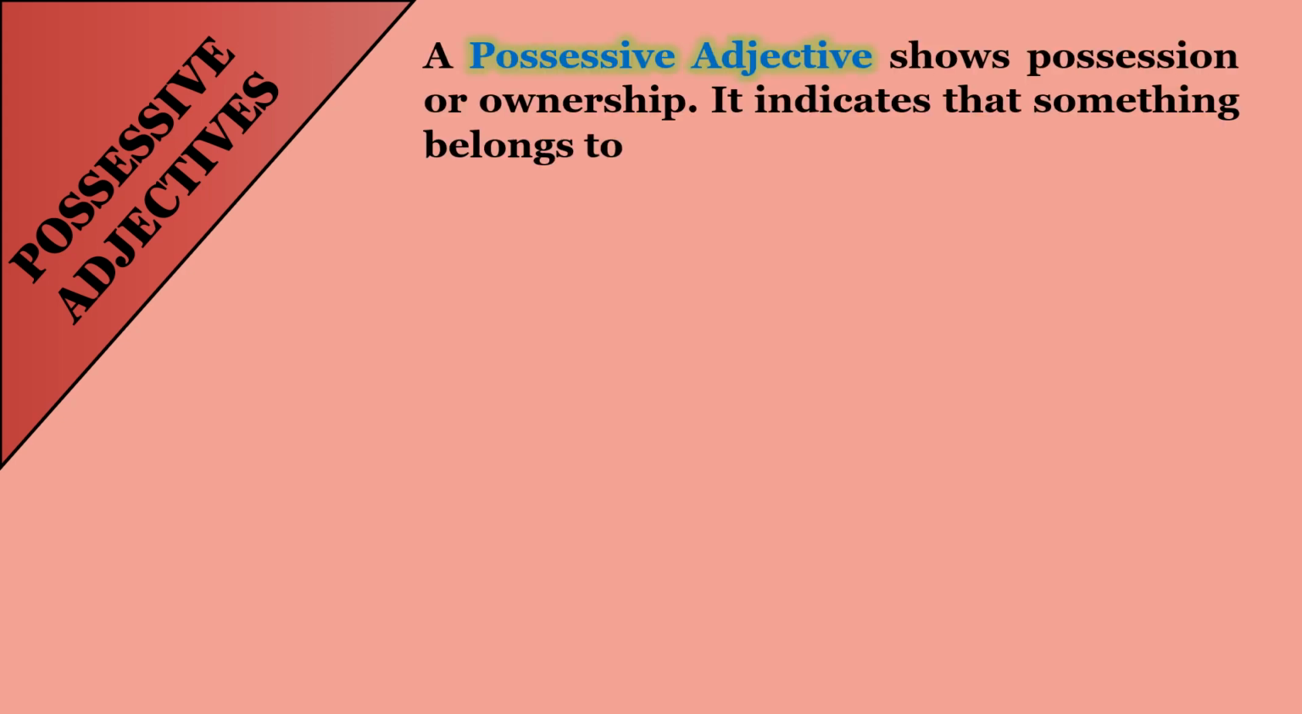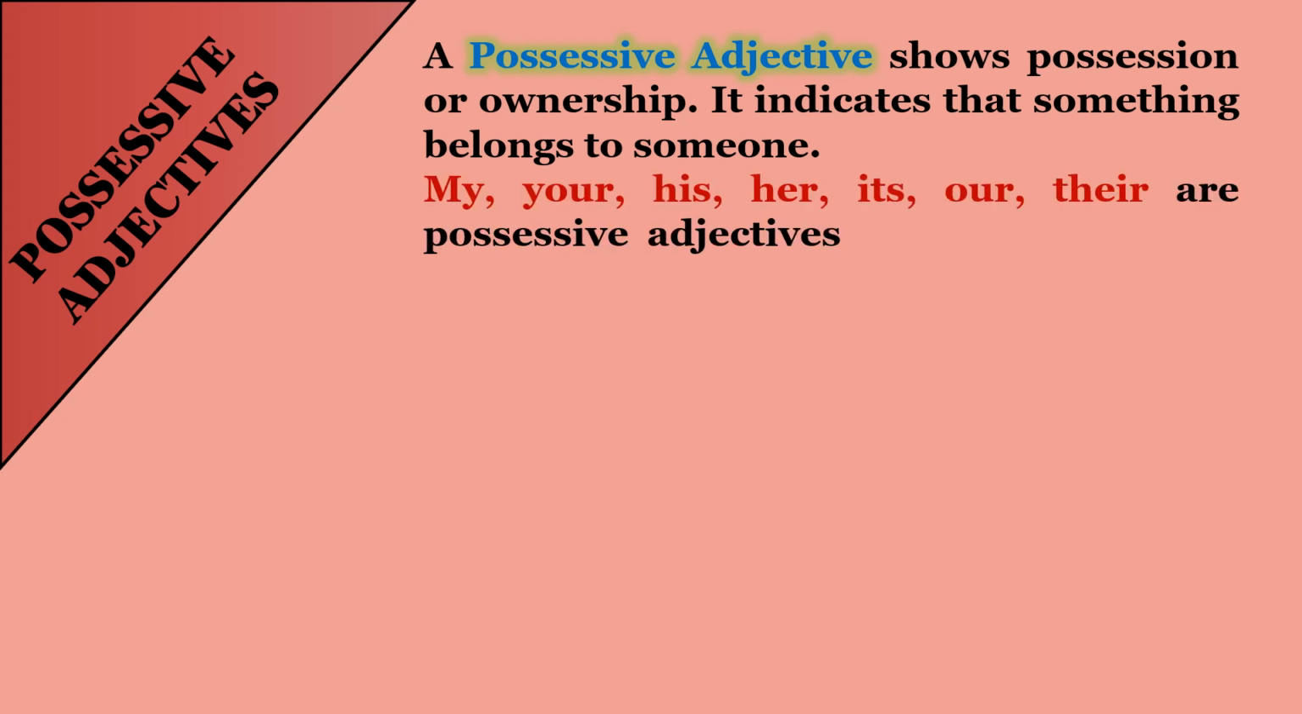Next, we have the possessive adjectives. They show possession or ownership. They indicate that something belongs to me or to someone. My, your, his, her, its, our, their are possessive adjectives, and these adjectives always come before a noun. So you see, generally most adjectives come before a noun because they modify that noun.